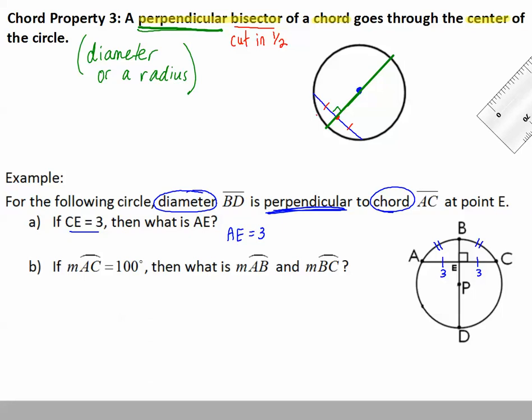Second, if the measure of arc AC is 100 degrees, so arc AC from here all the way to here, 100 degrees, then what is the measure of arc AB and the measure of arc BC? Well, if we know arc AB is congruent to arc BC and the whole way across is 100, then all we have to do is split up the 100 into two congruent parts. So each one is 50 degrees.